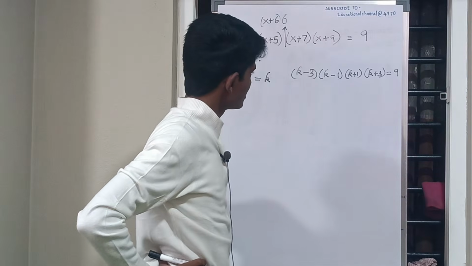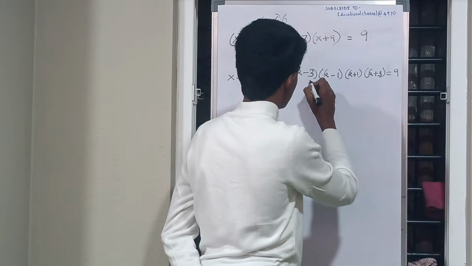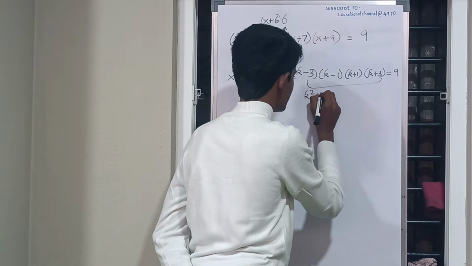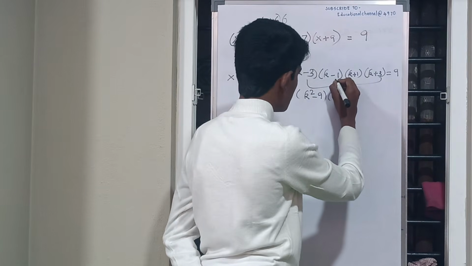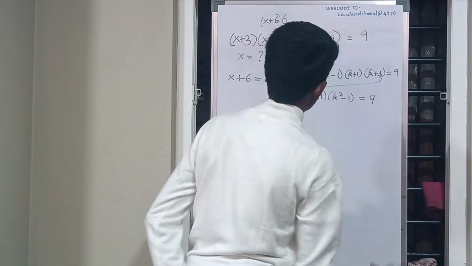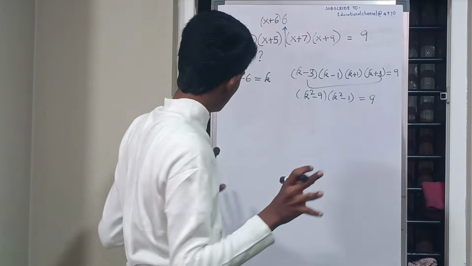Can you see why I did this? You will see. K minus 3 into k plus 3, a square minus b square, k square minus 9, times k minus 1 into k plus 1, k square minus 1. Now you got some idea, right? You got some idea of what I am doing.